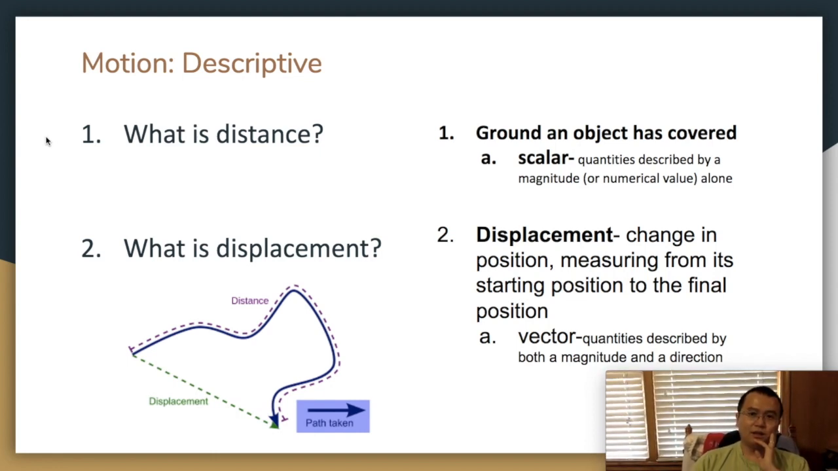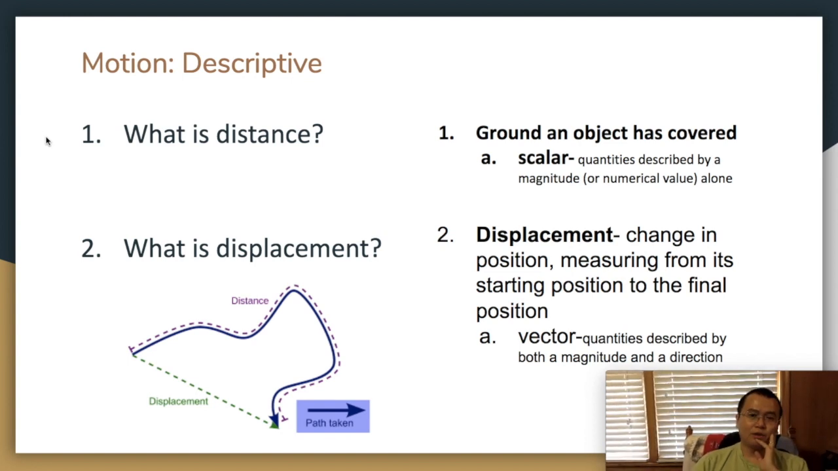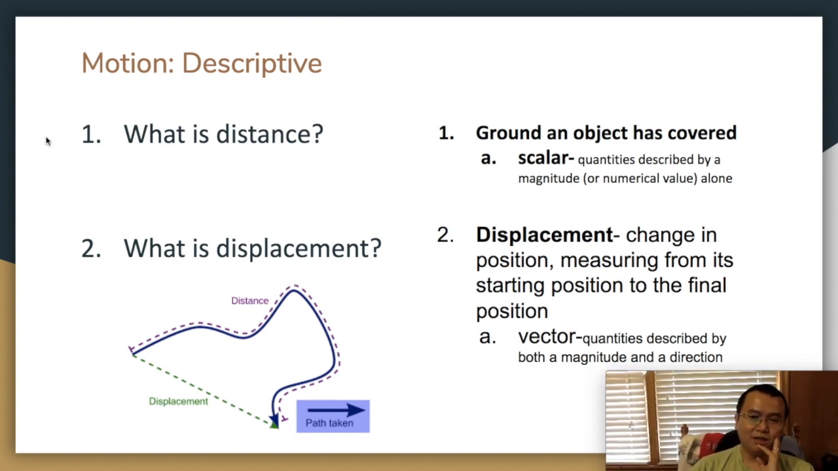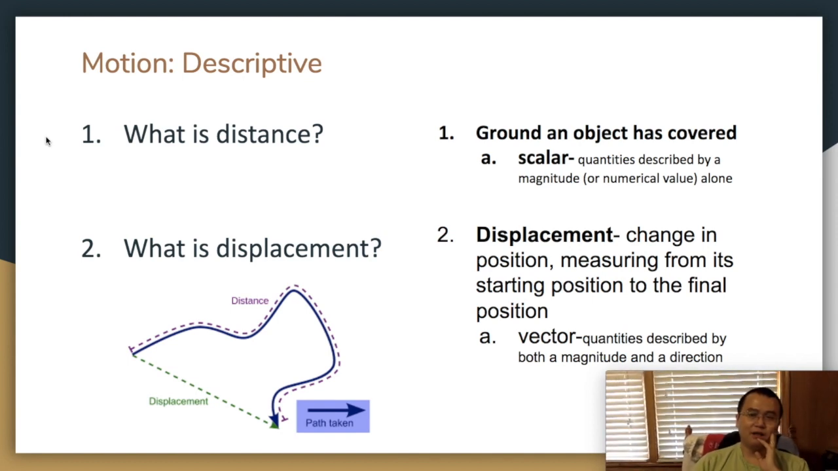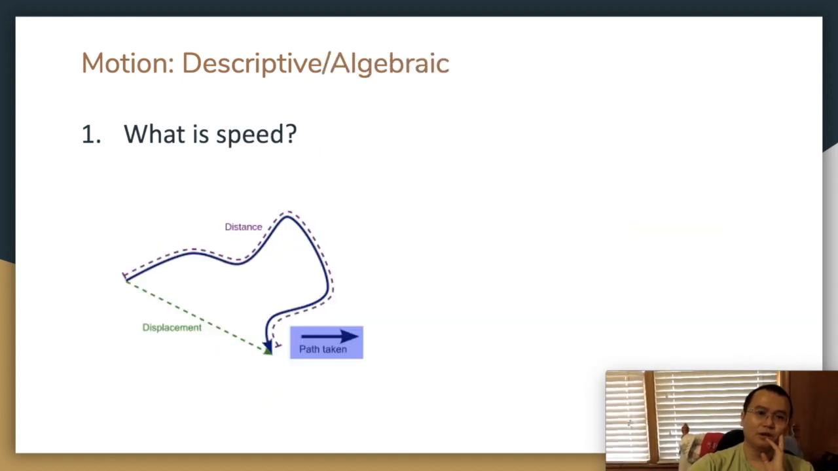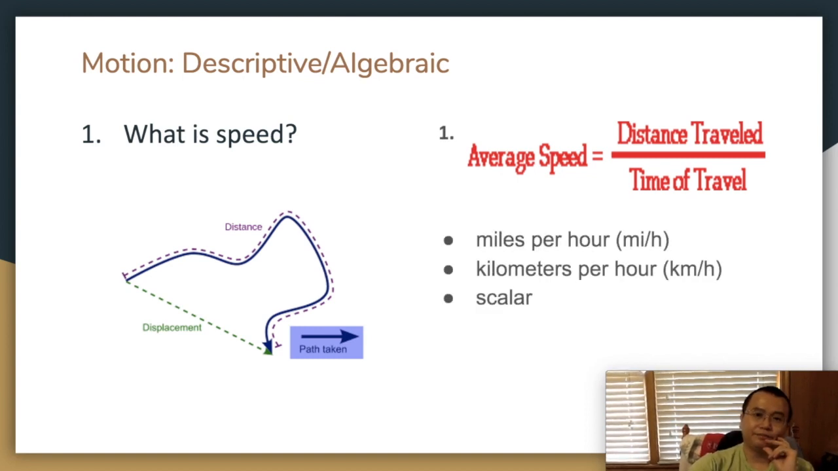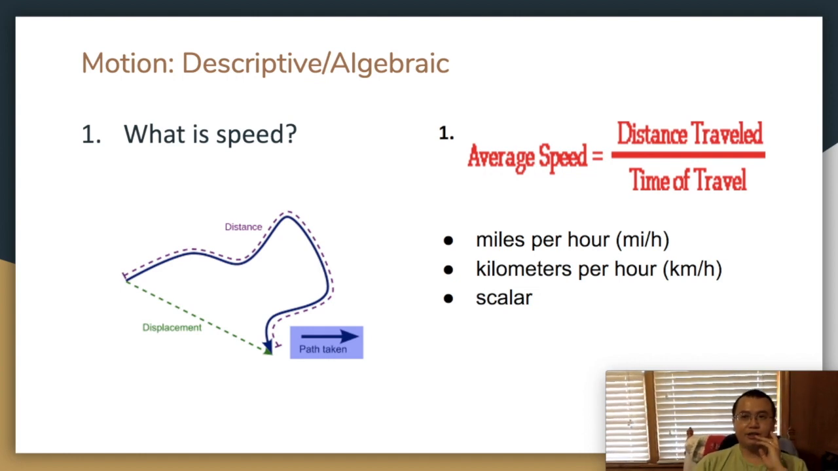When you ask what's the distance that the monkey traveled, you can say that the monkey traveled a total of 10 steps. But when you ask what is the displacement of the monkey, then you can answer that the monkey has a displacement of 0. Okay. What is speed? Average speed, as we define it, is the distance traveled over a certain period of time. And the unit for speed is miles per hour, kilometers per hour. And average speed is a scalar because it doesn't have direction.